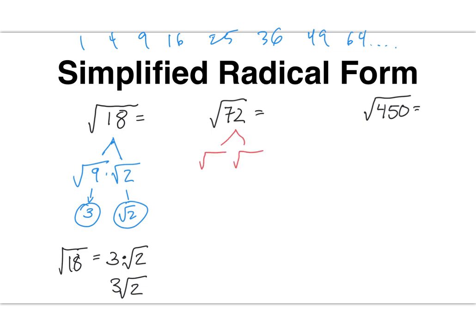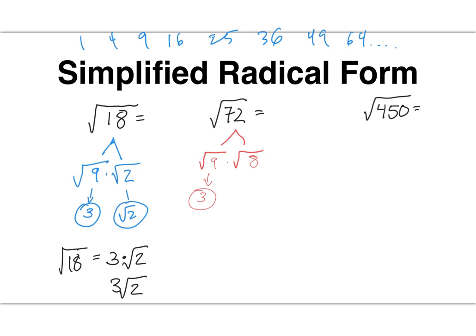But are there two numbers that multiply to give me 72, where one of them, maybe both, at least one of them is one of these numbers up here? 9. 9 times 8 is 72. And we chose 9 because we know the square root of 9 is 3.